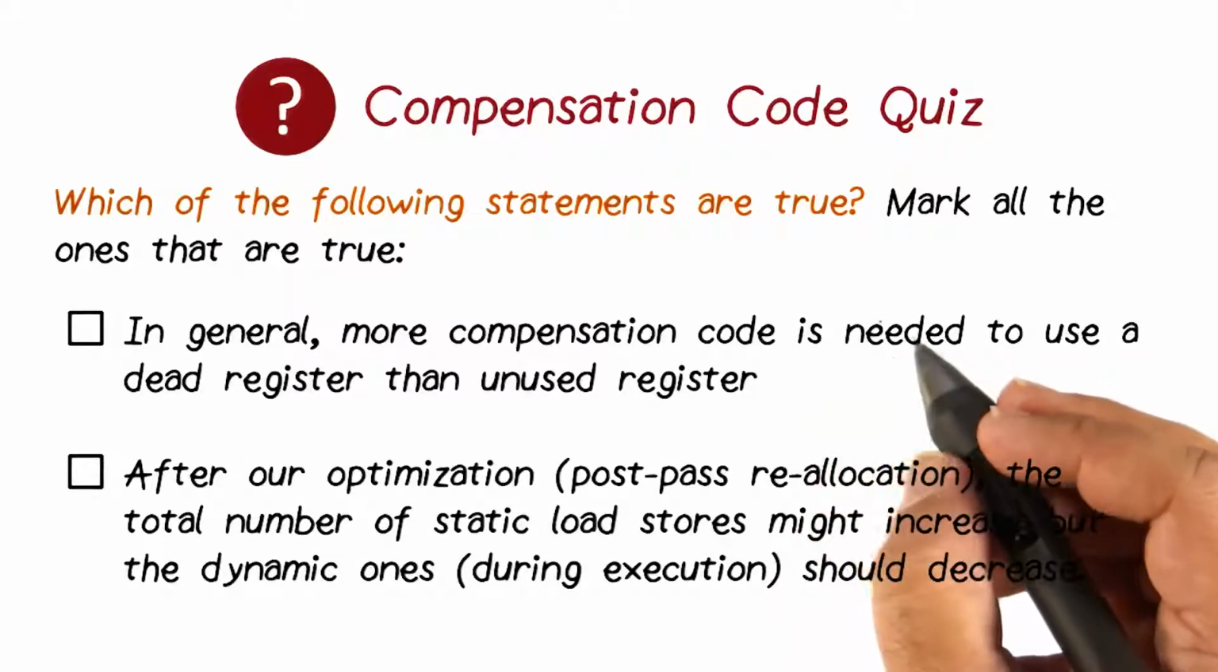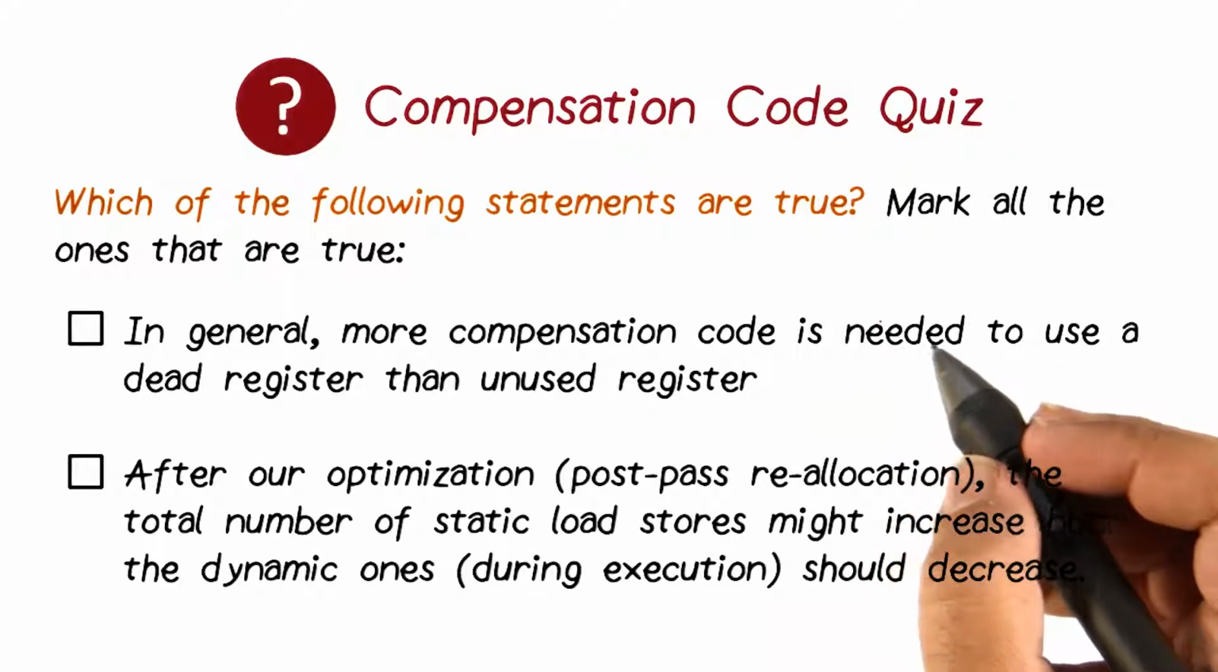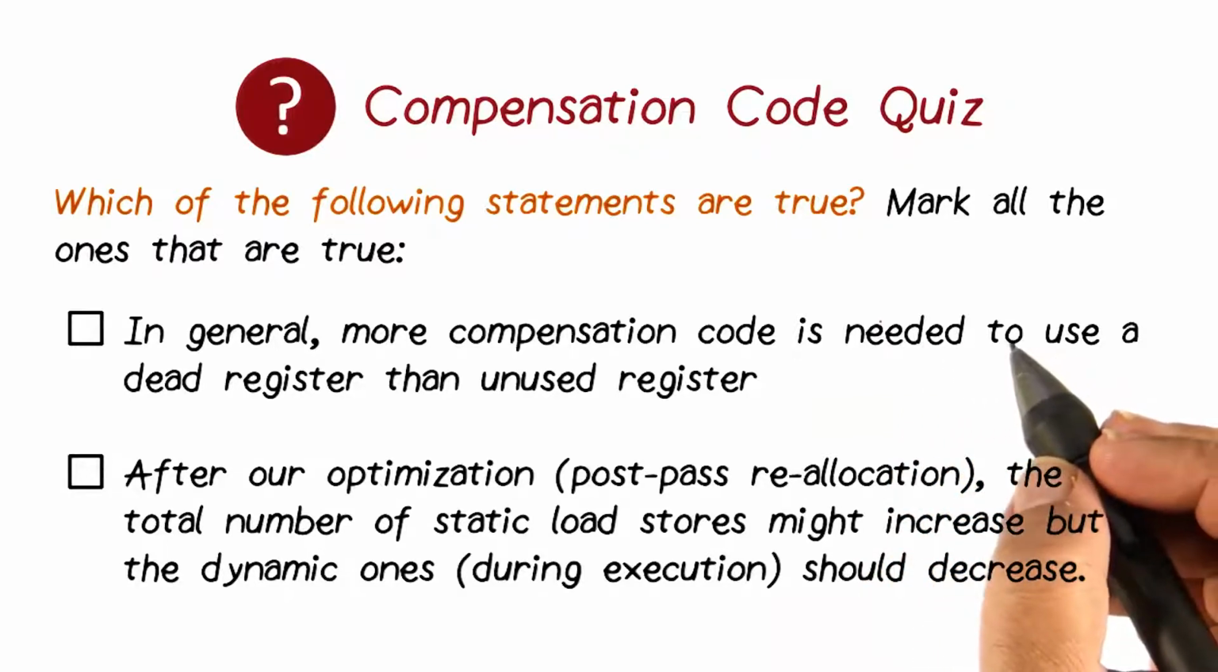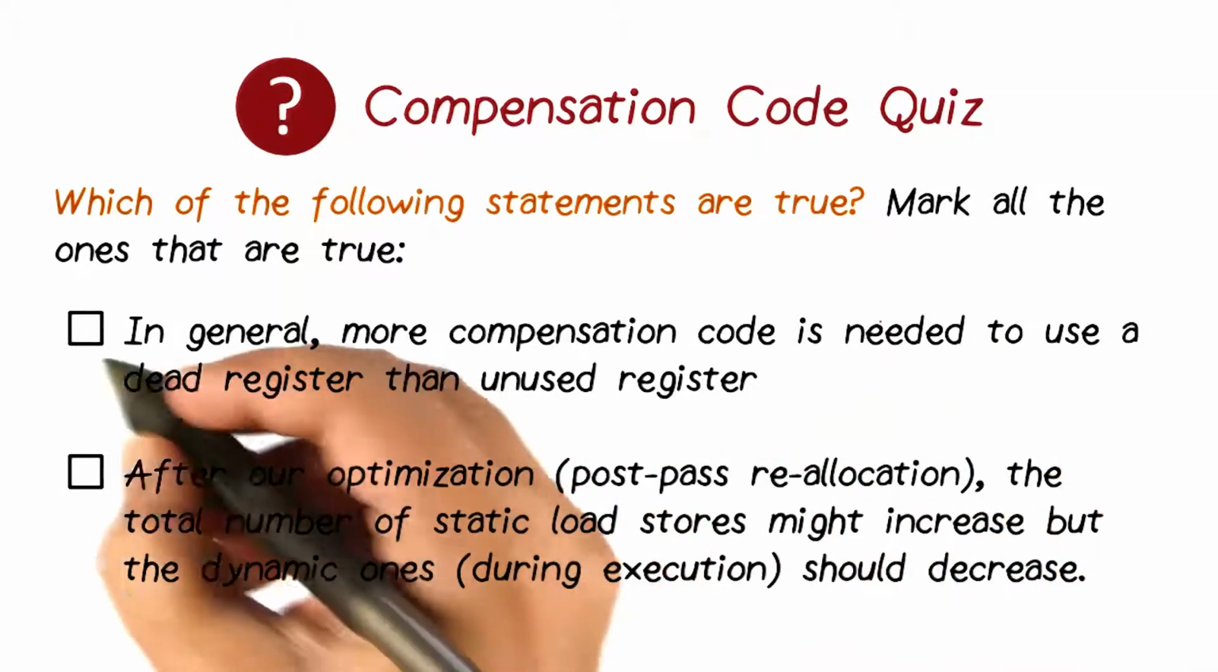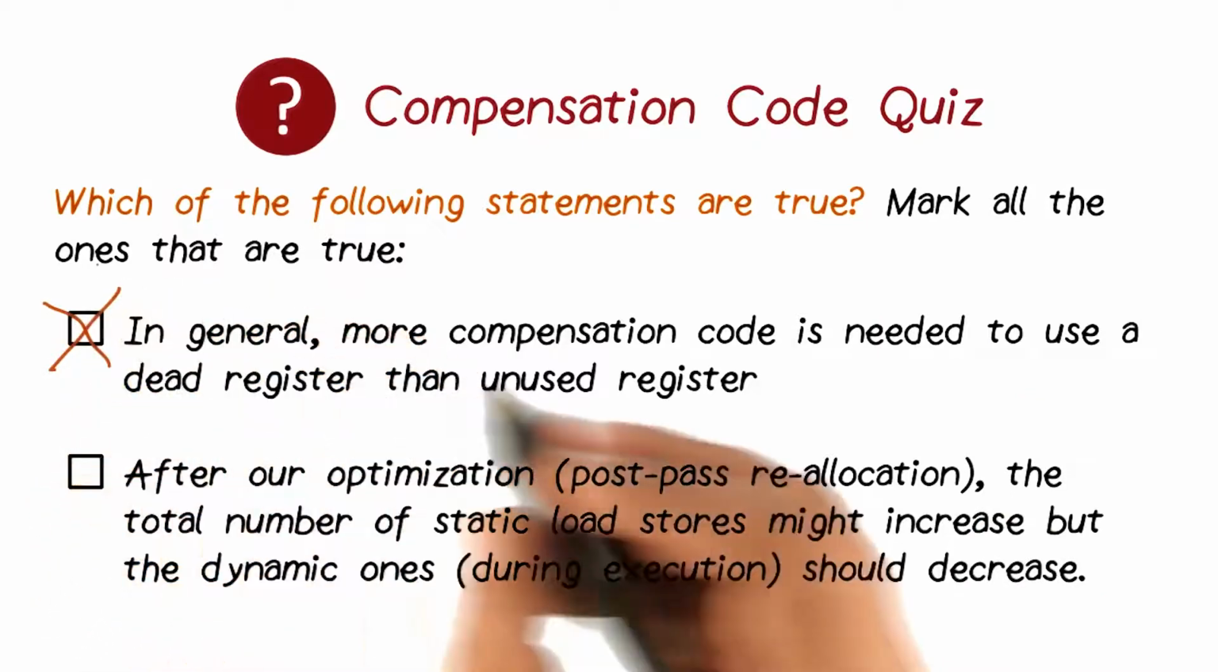Now let's take a look at the answers. So the first statement is, in general, more compensation code is needed to use a dead register than unused register. This statement is false. Why?